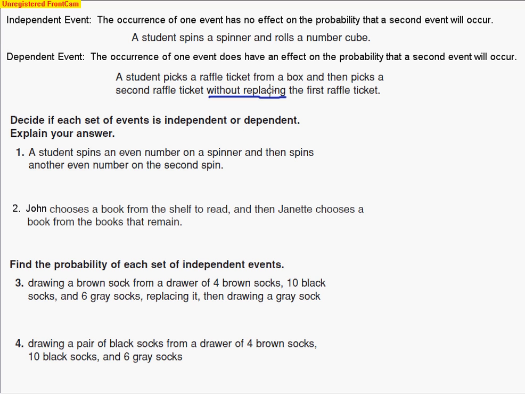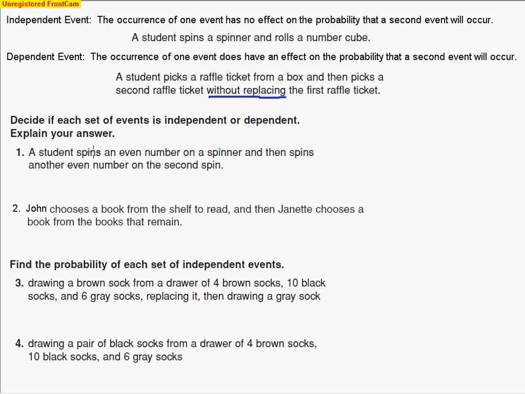And so that's what we're going to end up dealing with in this chapter, and in this section, the first set of directions asks us to determine which event is independent and which one is going to end up being dependent. So we'll take a look at the first one.